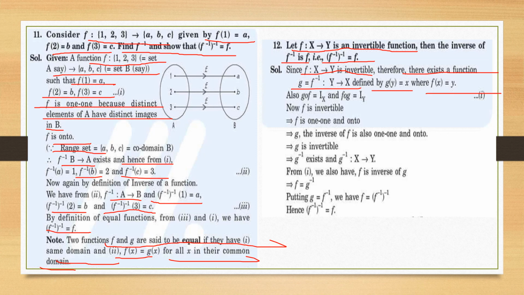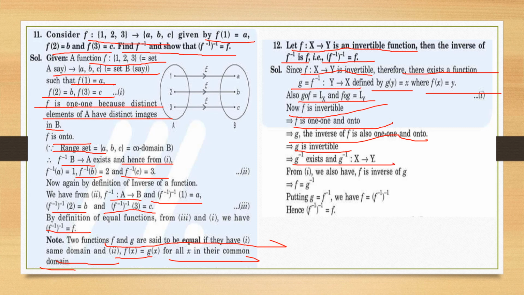So we'll apply the identity function method. Also g of f is equal to I_X and f of g equal to I_Y. You know, this condition holds when the function is invertible. Now f is invertible, that means it is clearly one-one and onto. And g, the inverse of f, is also one-one and onto. So that means g is also invertible. That means g inverse exists and it will be a map from X to Y.